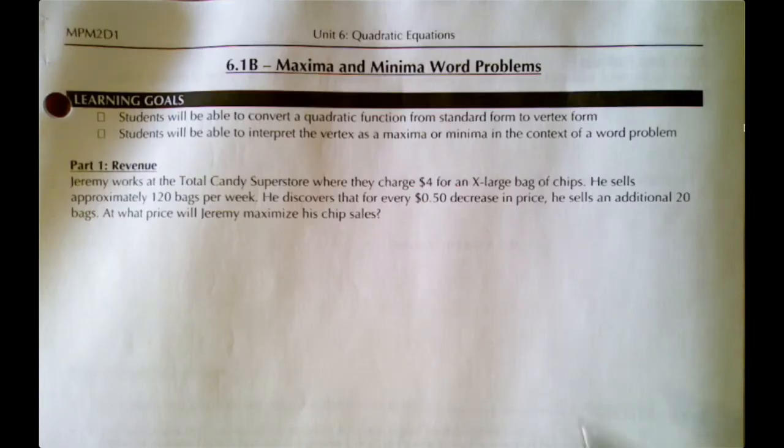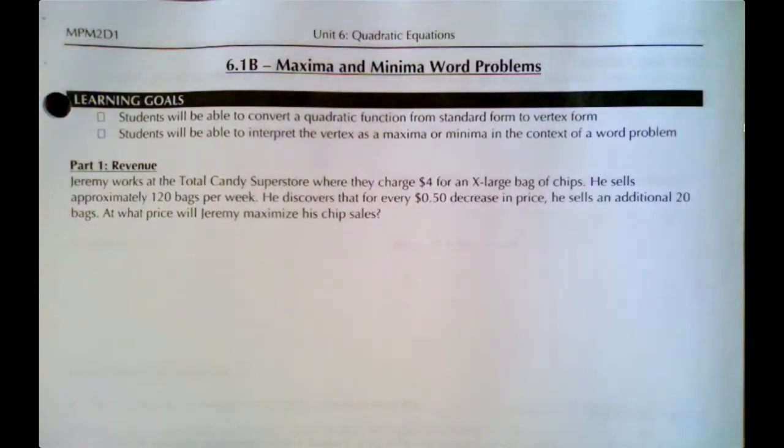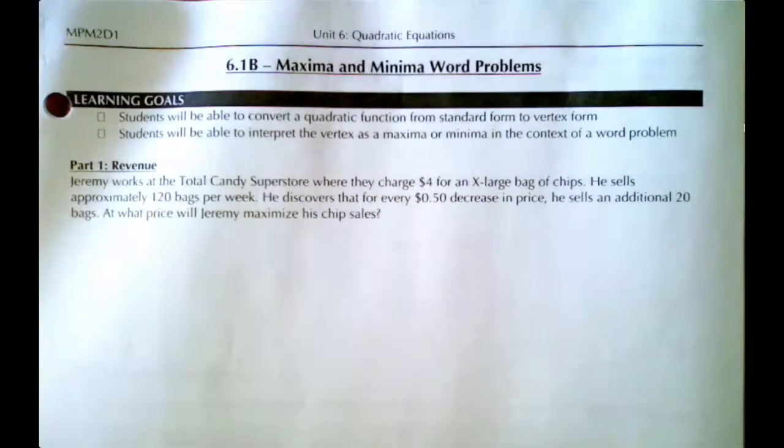Okay, this is lesson 6.1b, and this is maxima and minima word problems. In these examples, our goal is going to be to write an equation that we can convert to vertex form so we can get the vertex, and then interpret that vertex as a maximum or minimum in the context of the word problem. So we're going to give 4 different types of word problems a shot. We have a revenue example, a number example, an area example, and a graphical example. So we're going to work through all 4 types.